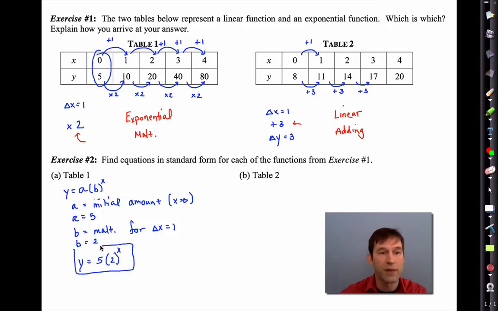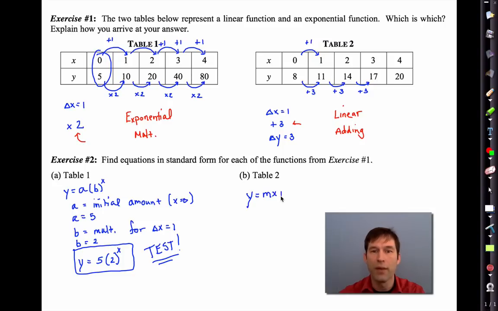There it is. Nice. Don't forget, you can test these. I'm not going to take the time to do it right now. It'd make the video way too long, but you can test them. In other words, take values of x here, put them into this formula, see if you get those values of y.